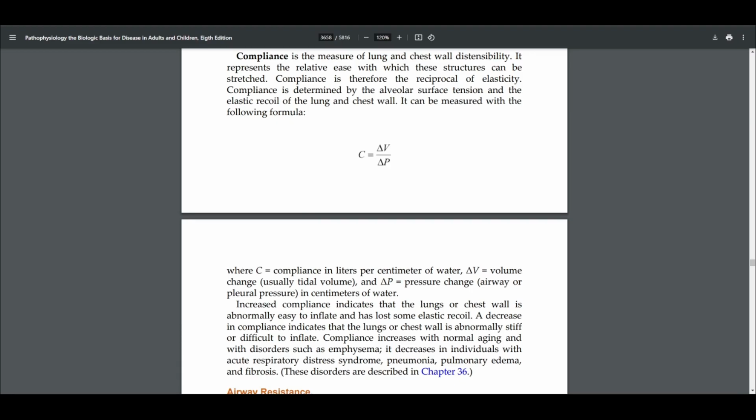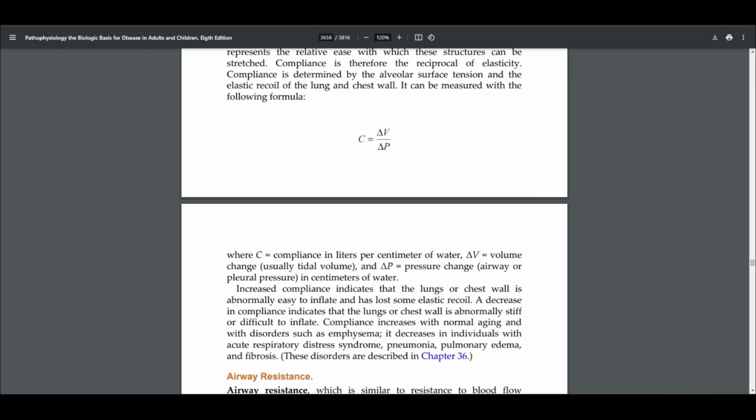Your change in V would be volume change, usually your tidal volume, and your change in P, your pressure change, your airway or pleural pressure in centimeters of water. Increased compliance indicates that the lungs or chest wall is abnormally easy to inflate and has lost some of that elastic recoil. A decrease in compliance indicates that the lungs or chest wall is abnormally stiff or difficult to inflate. Compliance increases with normal aging and with disorders such as emphysema. It decreases in individuals with acute respiratory distress syndrome, pneumonias, pulmonary edema, and fibrosis.